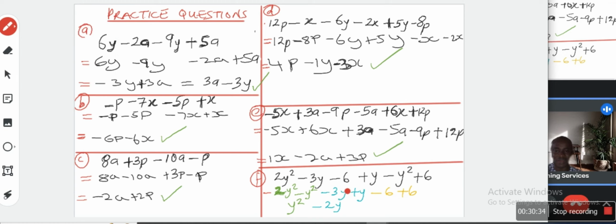Is there any other thing we can do there? Can we combine these two? No, because, actually, no, we cannot. This is y squared, and this one is just 2y. They are not the same. So this is the last stage.